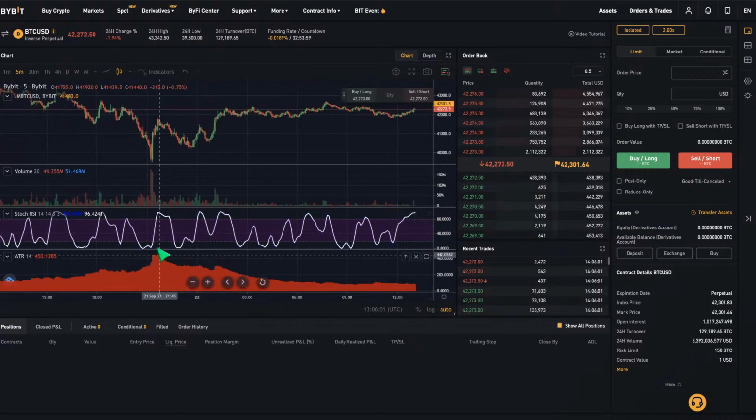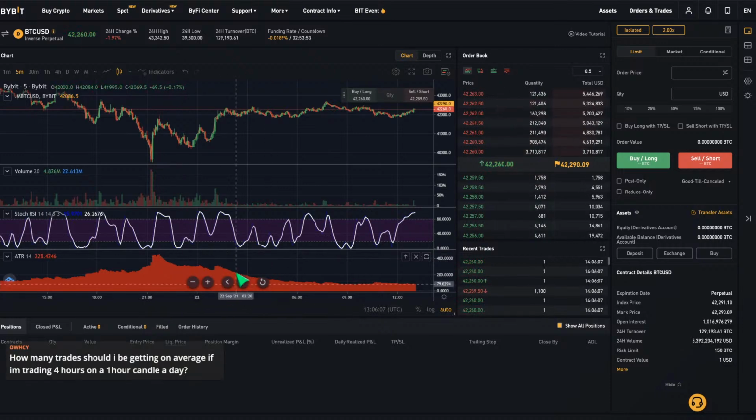Here, look, for example, on this candle, it was telling us we could drop by $477. And this is using the average true range. How many trades should I be getting on average if I'm trading 4 hours on a 1 hourly candle a day? Try to target 2 or 3 candles.